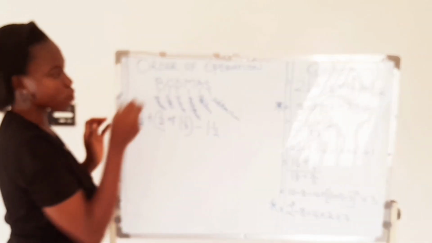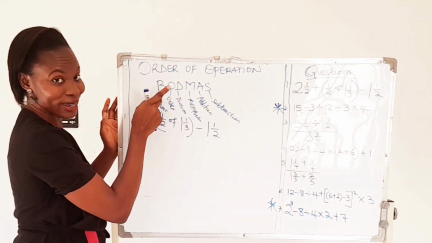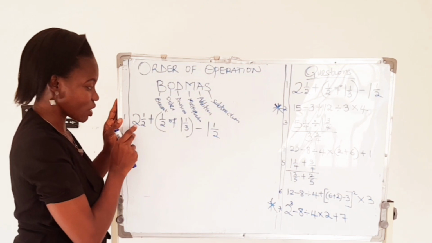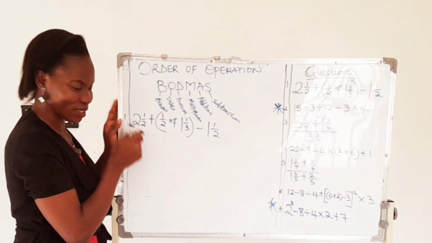Alright, so we go to our acronym, we go to the order. Which one comes first in the order? Bracket. So what this tells me is that in this expression, I'm going to solve the bracket first.